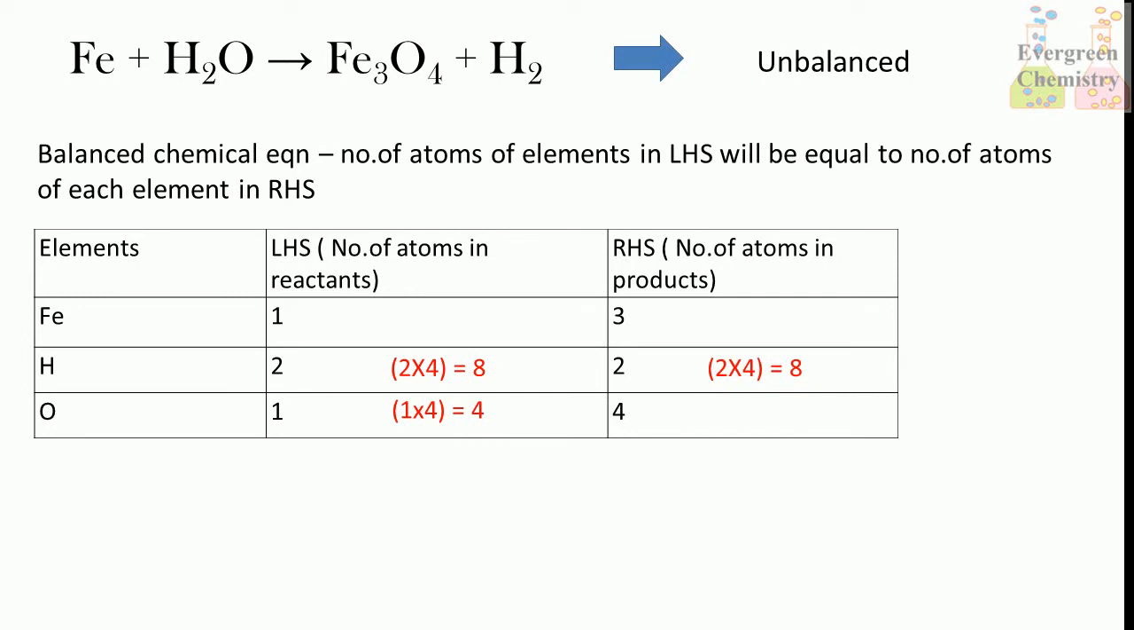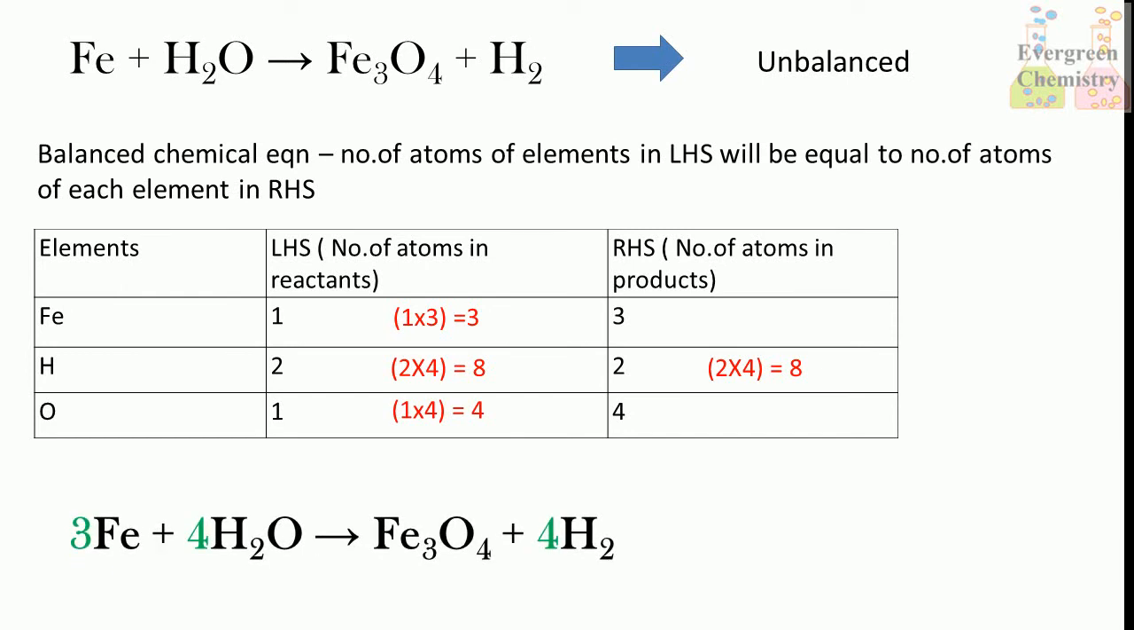Now for equalizing the Fe atoms, we have to multiply by 3 in the reactant side of Fe. Now let's check the balanced equation. 3Fe plus 4H2O gives Fe3O4 plus 4H2.